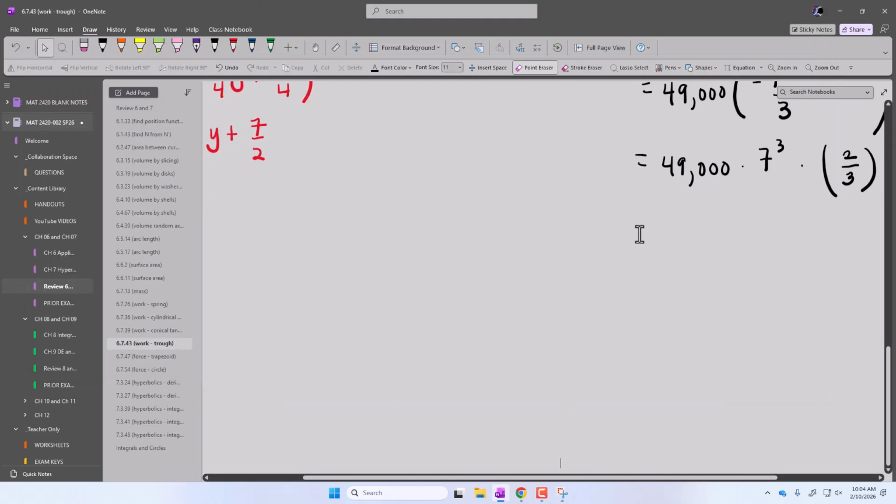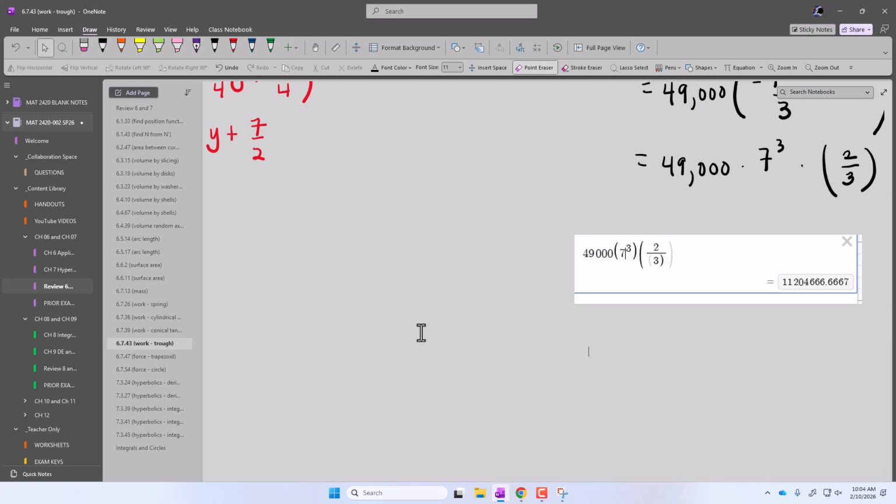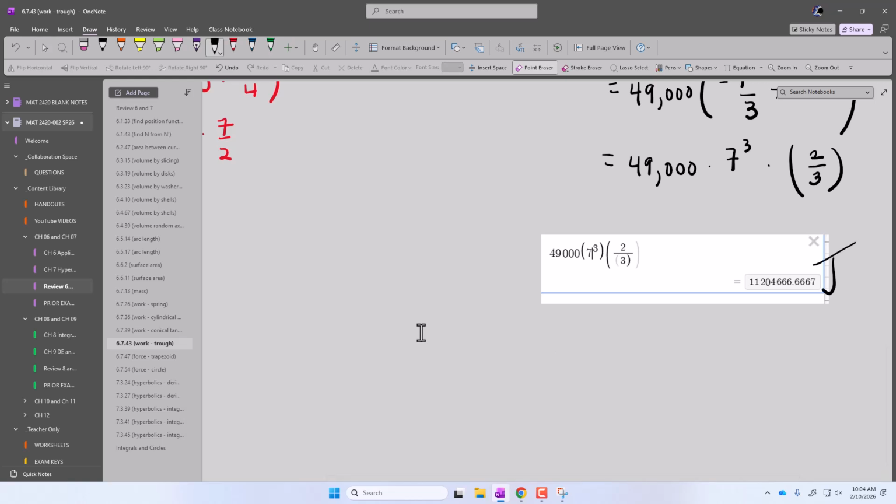And what are the units then? Yeah, so we're finding work. Work is a Newton meter or a joule. And you can use either. It does not matter. So we'll put a big J over there.